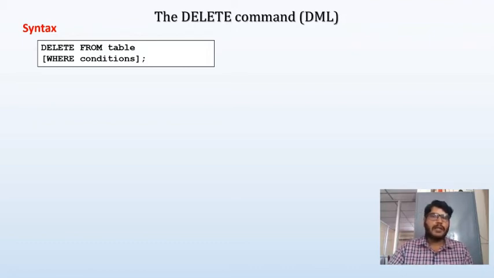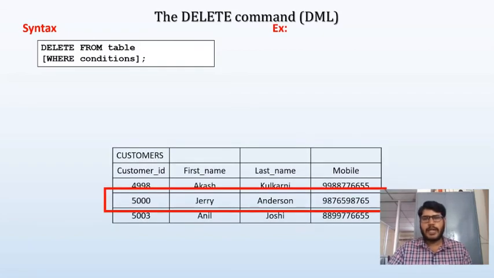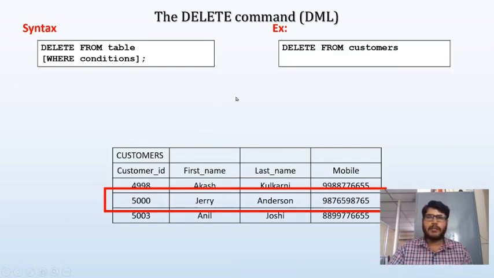We can even skip the from keyword. Directly we can write delete table name. That's it. For example, I want to delete the second record from this table. Now how do we write the statement? We can write delete from customers. Now I want to delete a particular record, so for that we have to use the where clause. So where last name is equal to Anderson.